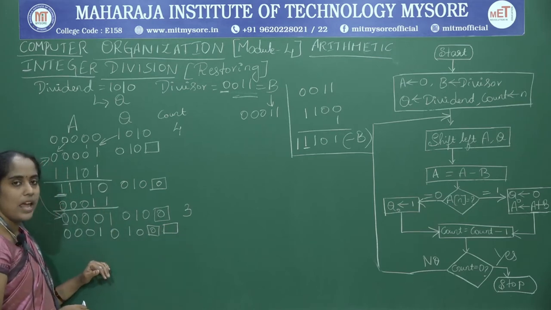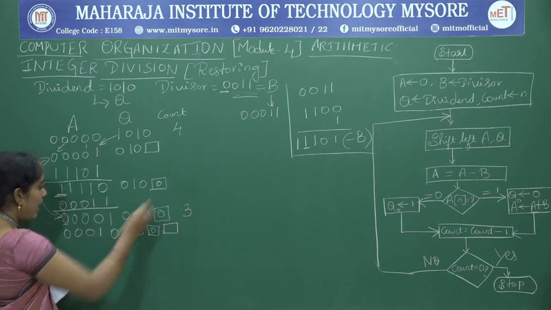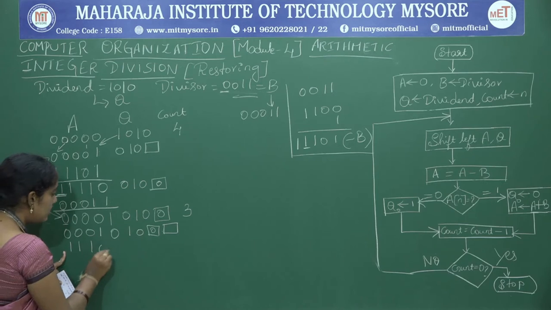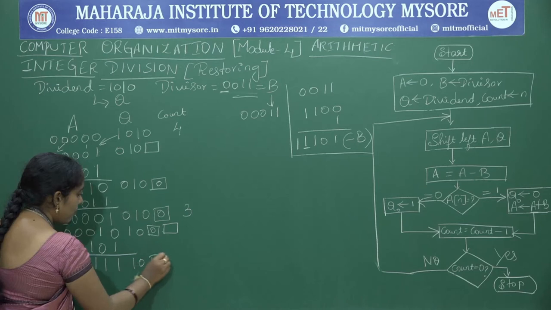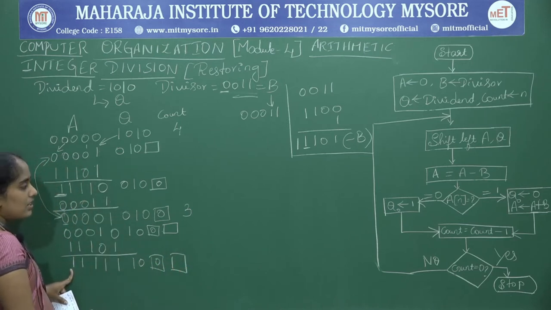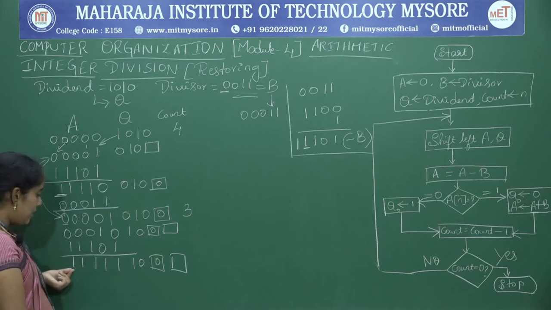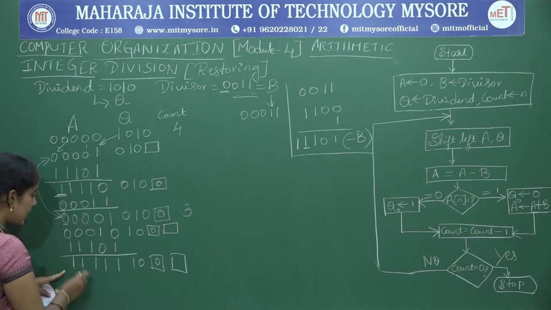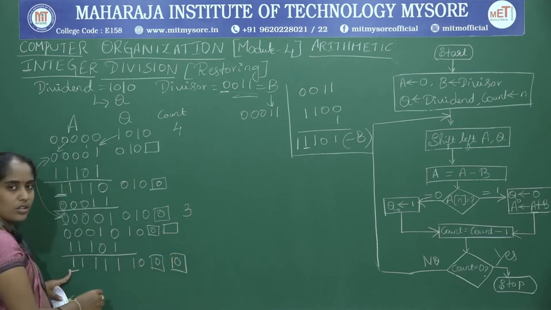What is the next step? A is equal to A minus B. Minus B is nothing but 1, 1, 1, 0, 1, and add these things 1, 1, 1, 1, 1. We will get 1, 1, 1, 1, 1 and 1, 0, 0 and blank. Okay. So next check the sign bit of A. The sign bit of A is again 1. So that means you need to set Q0 to 0 and restore the A value.